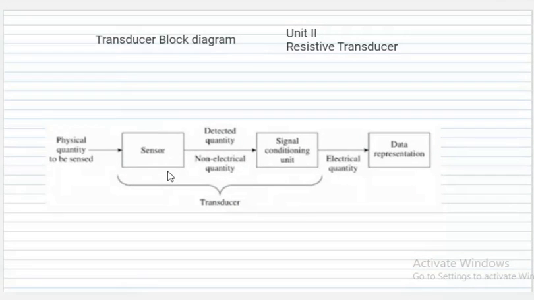Its input is surrounding temperature, and output is delta R. What do you mean by delta R? Change in resistance. Very good. Input is what? Surrounding temperature, and output is delta R.